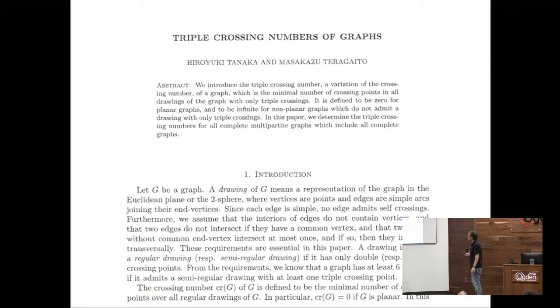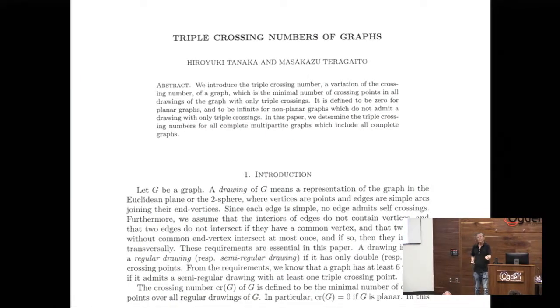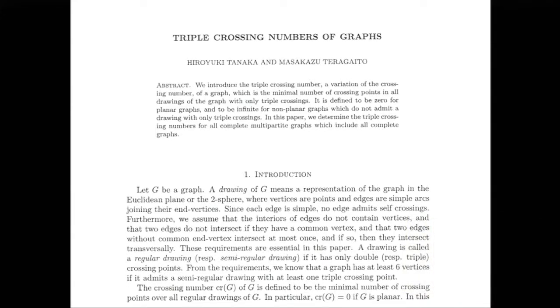Okay, so the story begins, as I said, about 8 years ago. I was teaching a course on graph theory, and I was looking for papers that my students would be able to read. These are undergraduate students. And I stumbled across this paper on the archive called Triple Crossing Numbers of Graphs, which, interestingly enough, is still on the archive. It's never actually appeared anywhere. I don't know why. But anyway, by Tanaka and Terragato.